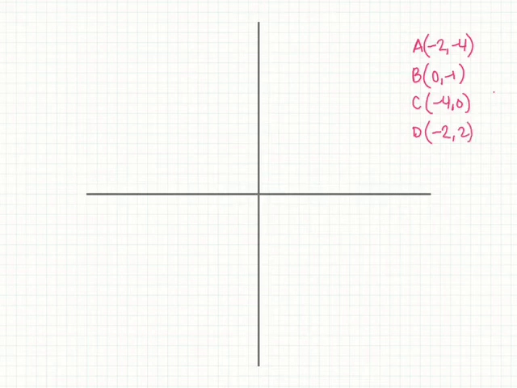So I'm going to plot these. For point A, I'm going to go negative 2, negative 4. So that means I need to go left 2 and then down 4. Label that A. Point B is at 0, negative 1. So I'm going to go over 0 and down 1 right there. C is going to be at negative 4, 0. So I'm going to come left 4 and then that's it. Up or down, none. And then point D is at negative 2, 2. So left 2 and up 2. Okay, let's go ahead and connect that.